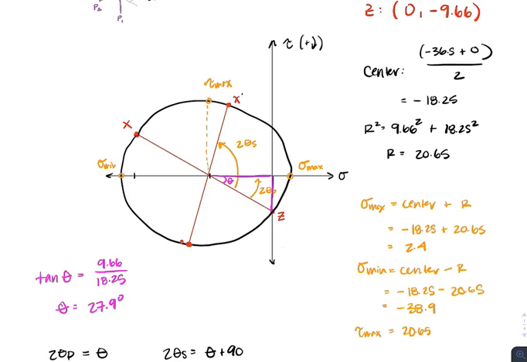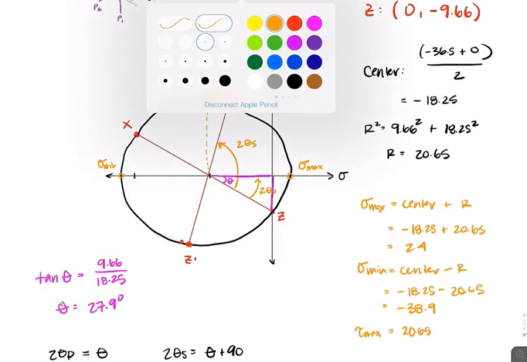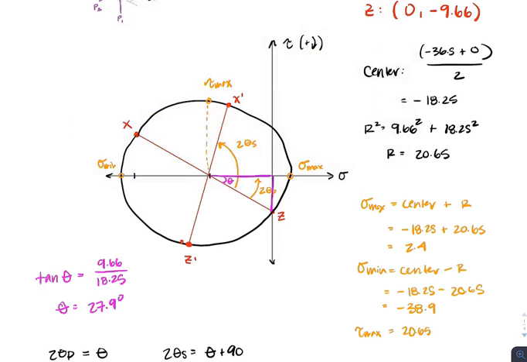So this is our, we'll call it our x prime and our z prime. Since we're rotating our stress block 40 degrees clockwise on our normal stress block, that means on the Mohr's circle, we're actually going to be rotating it 80 degrees. So that's what it's going to look like.